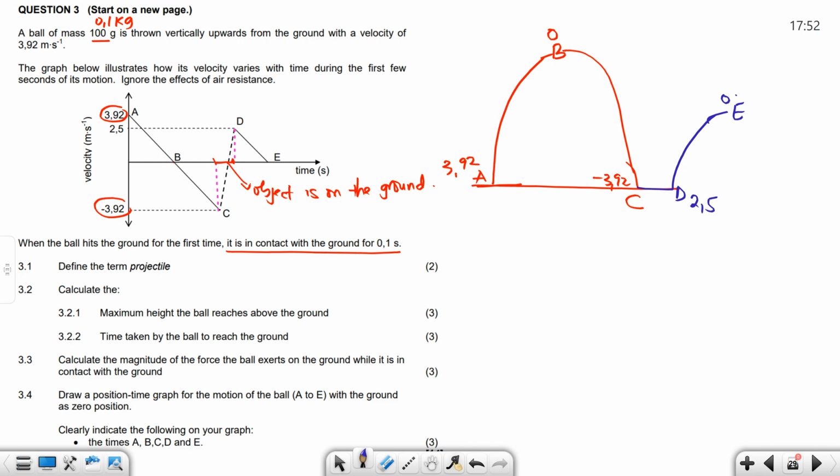All right, maximum height the ball reaches above the ground. What do you know about maximum height? Final velocity is 0. Do we know our initial velocity? Yes. So we're done. What formula do we use?